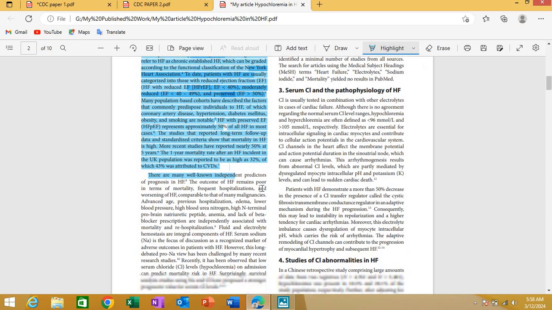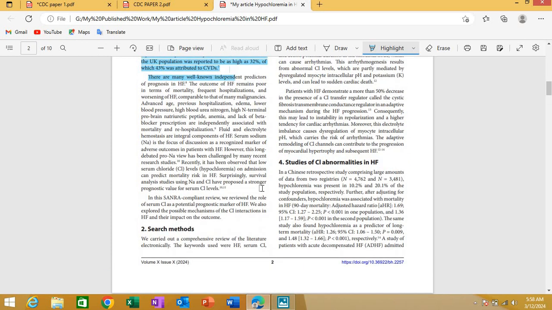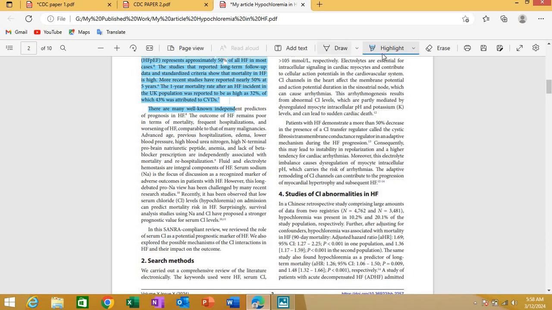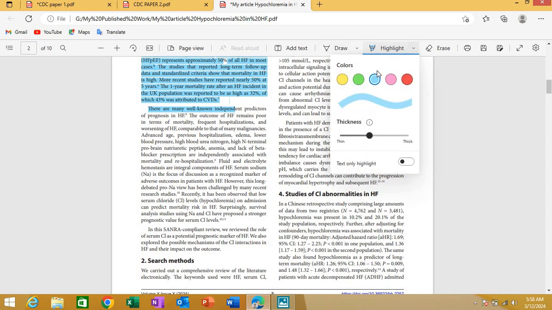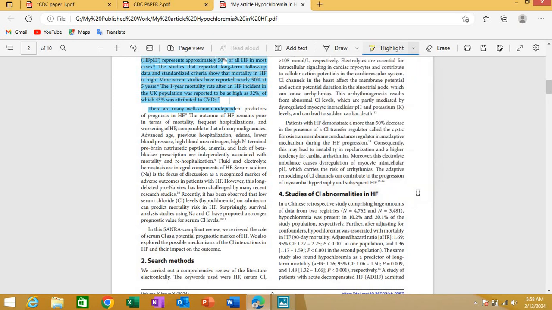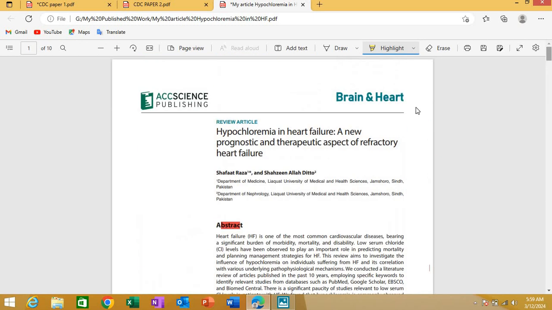Now see, I will go through paragraph number 3. In this paragraph number 3, let me change the highlighter, and let's say, okay, go for yellow. In this third paragraph, I'm talking that there are many well-known independent predictors of prognosis in heart failure. My paper is actually about the role of low serum chloride or hypochloremia in heart failure, a new prognostic and therapeutic aspect of refractory failure.